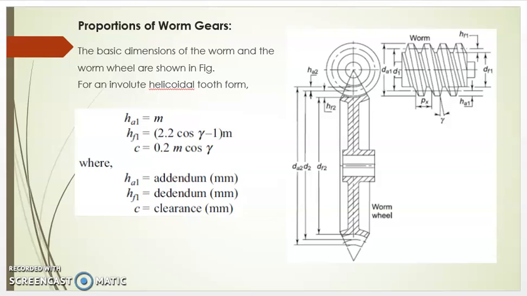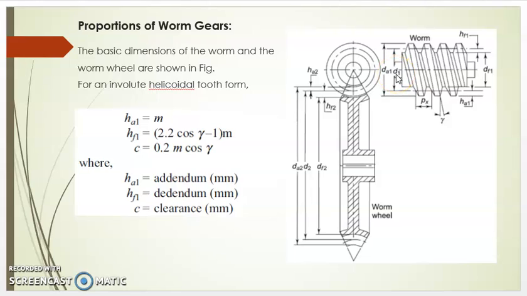Welcome. Today we will see the next part of the worm gear. First of all, we will see proportions of worm gears. Now the figure shows the worm and worm wheel. In the diagram there are different dimensions. First of all, we will see for the worm.